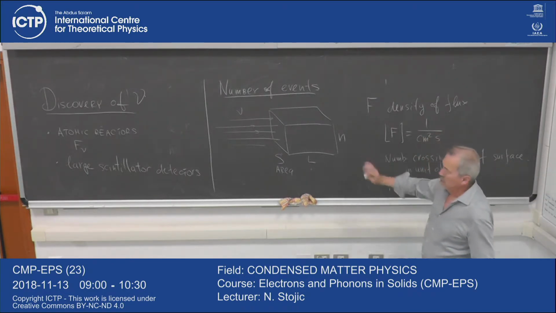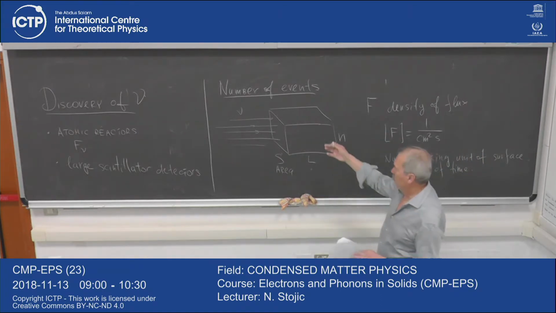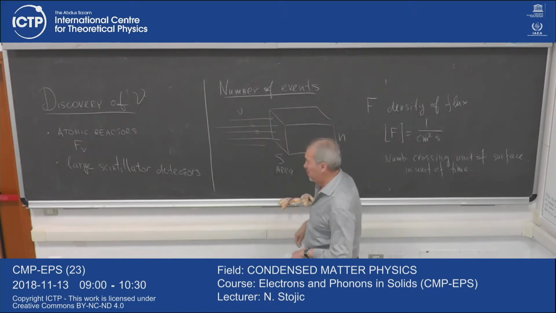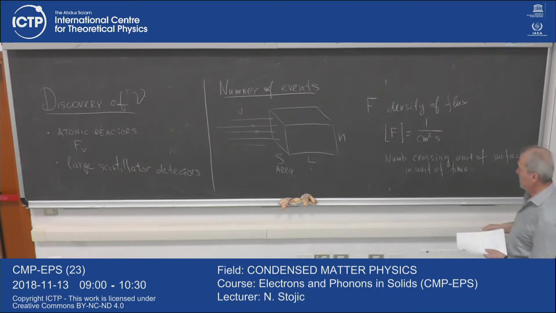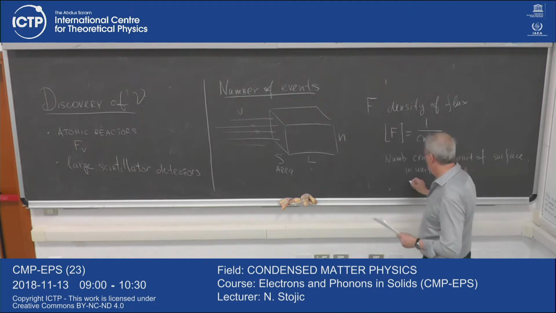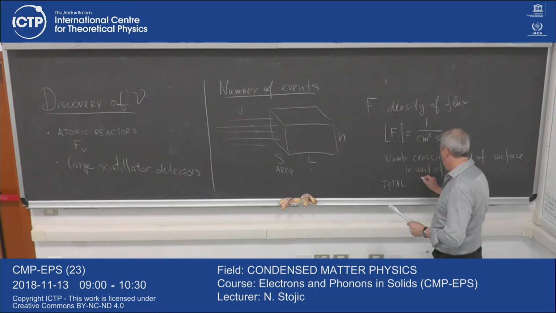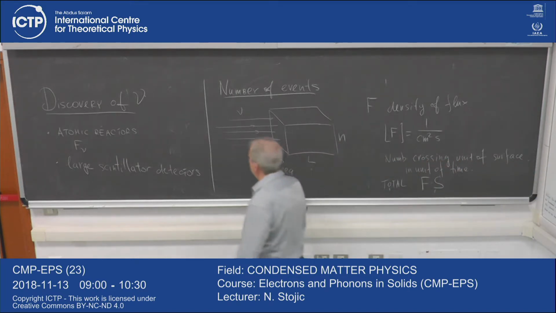So for simplicity, I will consider uniform flux. You can, of course, imagine that the flux can be different along this perpendicular direction. That will not complicate things too much. But for simplicity, I will just consider uniform flux. And then the total flux of neutrinos will be given by F multiplied by S. So this is the total flux of neutrinos incoming, or falling, on your detector, right?